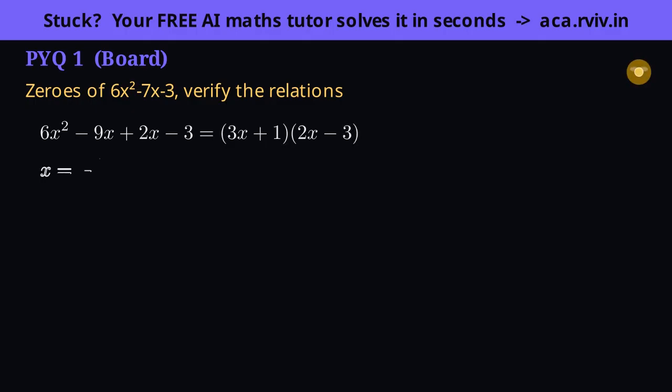Set each factor to 0. The zeros are minus 1/3 from the first bracket and 3/2 from the second. Now the verification the board always wants. Sum is minus 1/3 plus 3/2, which is 7/6, equal to minus b over a, and the product is minus 1/2, equal to c over a, both relations confirmed. So the zeros are minus 1/3 and 3/2, and the relations check out. In the exam, always write that verification line. It's often worth a mark on its own and proves your factoring was sound.